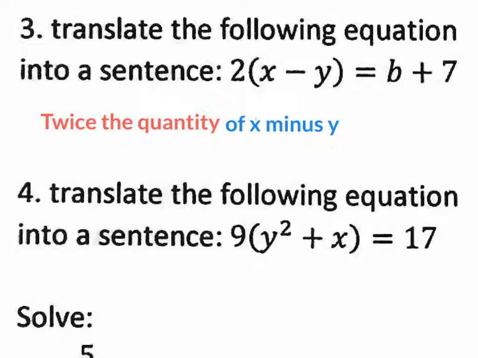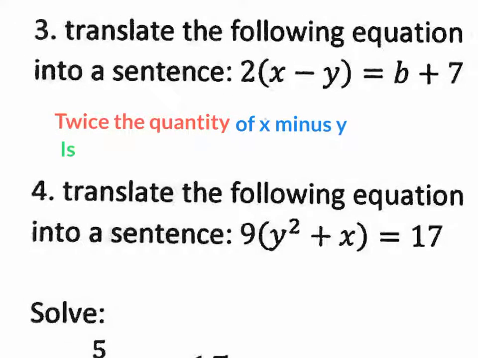Now what are we going to use for equals? We're going to say is. So let me put that is in green, all right? So this equal sign, we're going to write it in green. And what else do we have here? We have 7 more than b, or b increased by 7. I'm just going to say b plus 7. Keep it easy as possible. Is b plus 7. And there it is, guys.